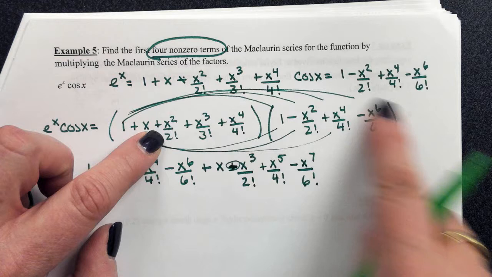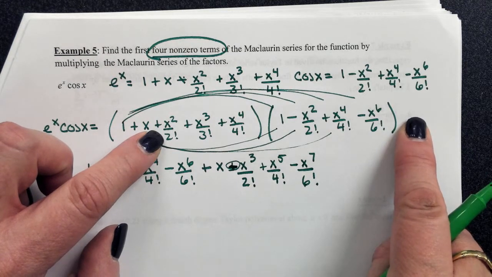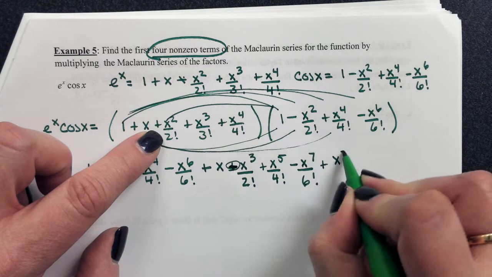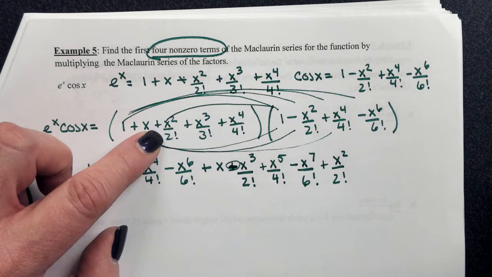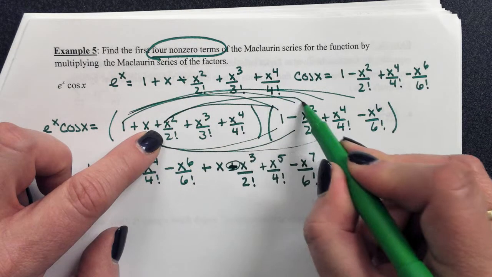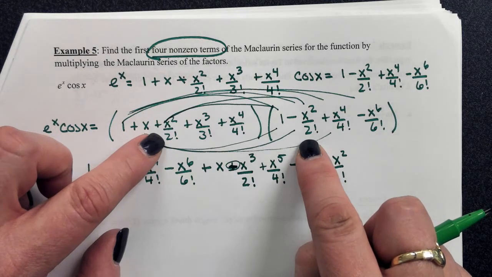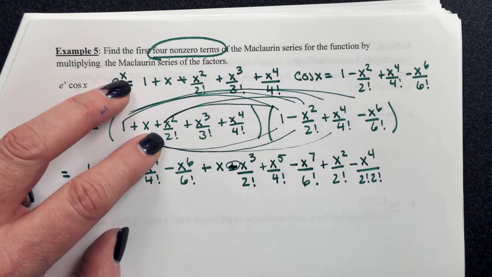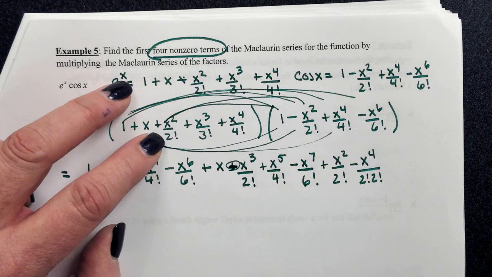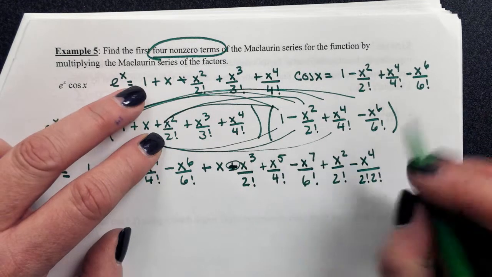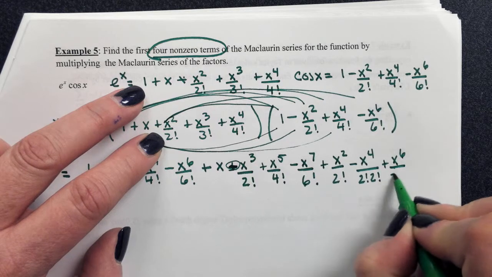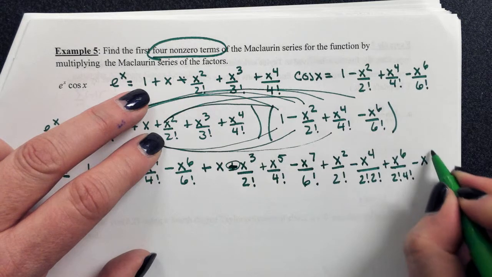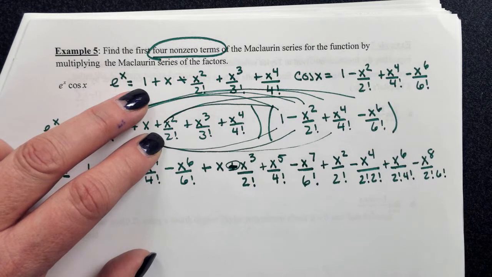I don't necessarily have to multiply it all the way through to get an x to the 8th or an x to the 10th. So when I distribute this x squared over 2 factorial, that's going to give me 1 times x squared over 2 factorial. Then I have an x squared over 2 factorial times an x squared over 2 factorial, which is going to give me a minus x to the fourth over 2 factorial times 2 factorial. Don't multiply out the factorials, you can leave it like that. Then this is going to give me a plus x to the 6th over 2 factorial times 4 factorial, and then a minus x to the 8th over 2 factorial times 6 factorial.